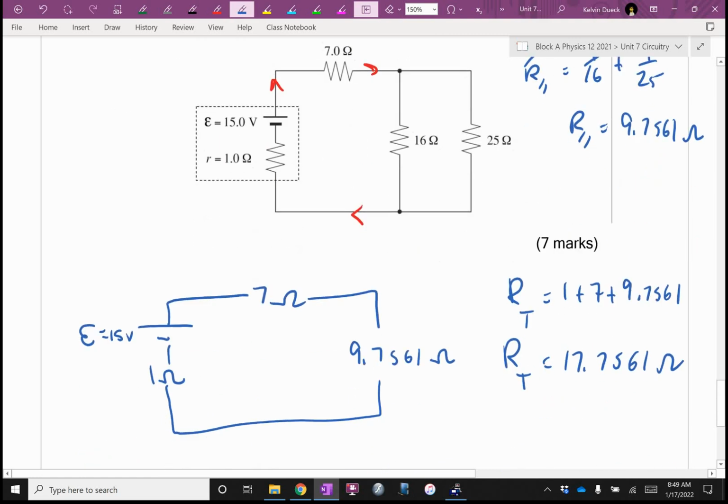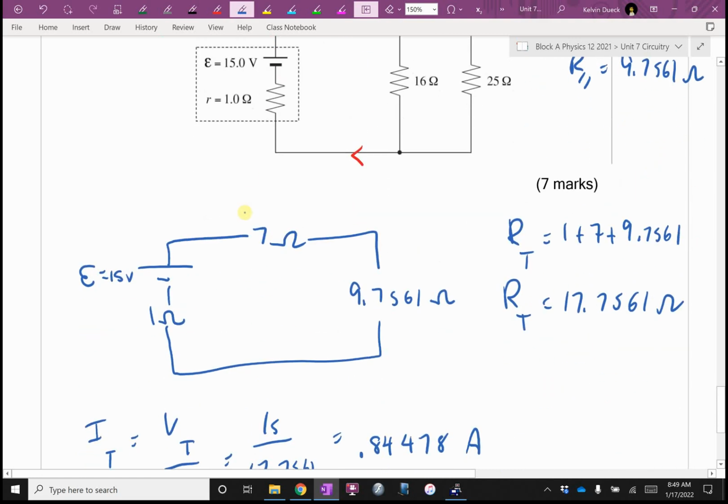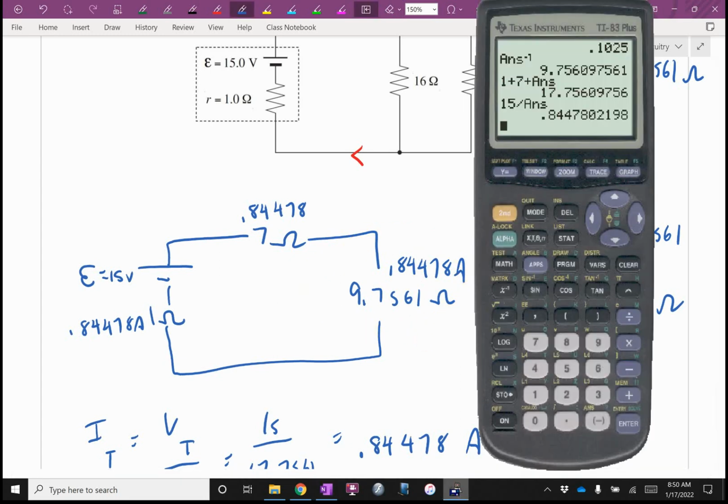So I got to keep going here. Well, that means that this is 0.84478, and this is 0.84478. I'm going to really look at this right here. This is also 0.84478 amps, and I should put the units there. Because here, I know two things. I can find the voltage drop. The voltage drop is going to be that times 9.7561. Not very nice numbers, but such is life.